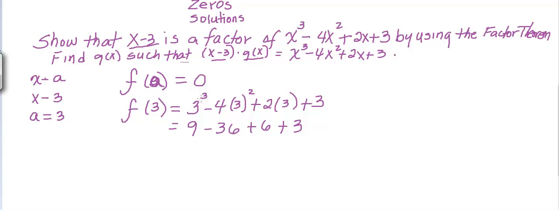I did this wrong. 3 to the third power is not 9. I'm forgetting my multiplication. I'm sorry. I did 3 times 3 instead of 3 to the third power. And 3 to the third power is 27. So 27 minus 36 plus 6 plus 3, that equals 0.